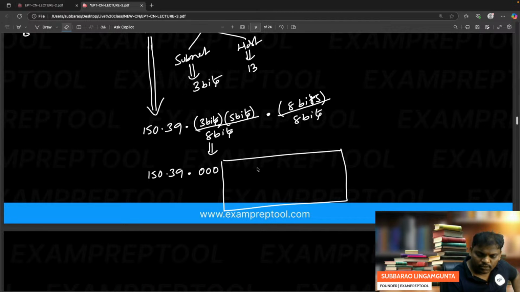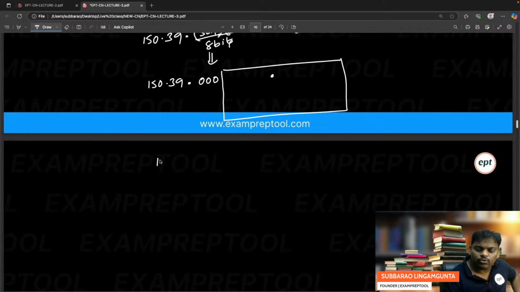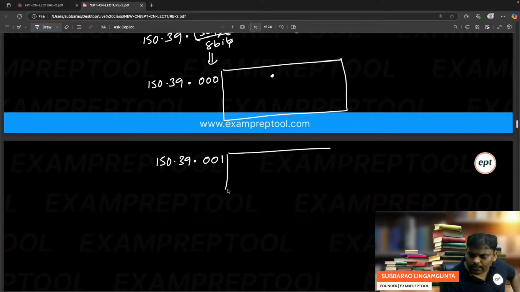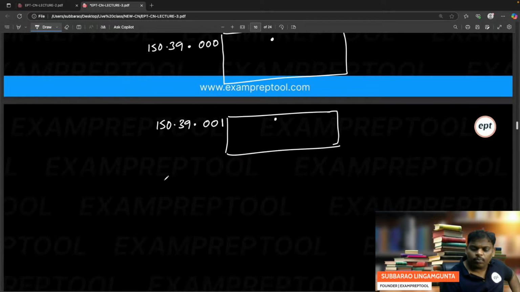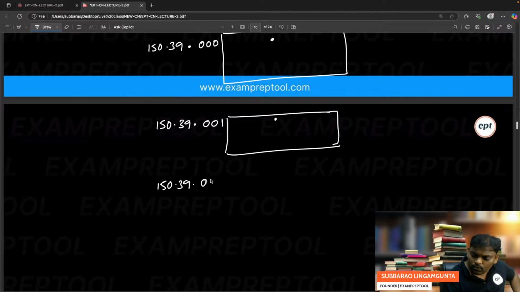One more story if you observe. 150.39, network part no change. But the subnet part: 000 is over, then 001, followed by this 5 plus that 8. Now one more part, 150.39. So 000 is over, 001. Next one is 010, followed by again the same story.